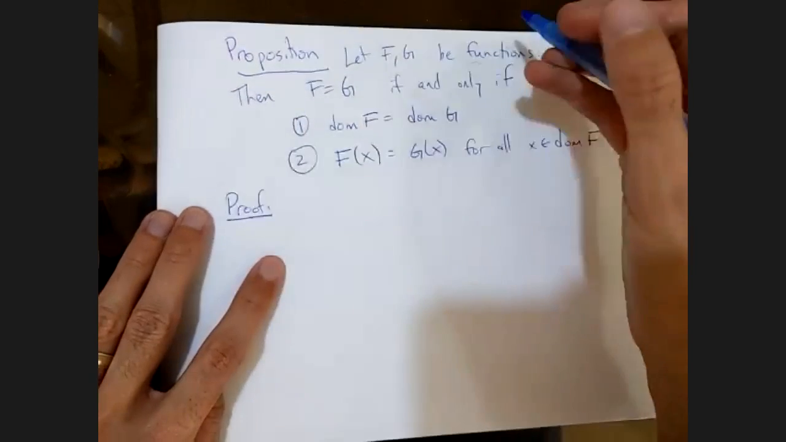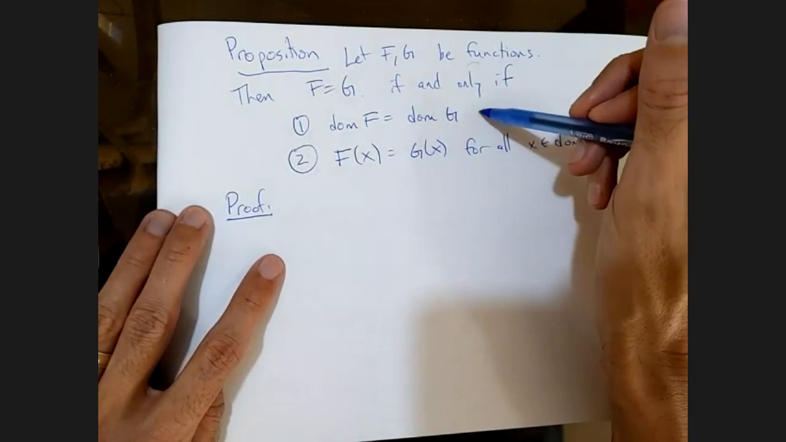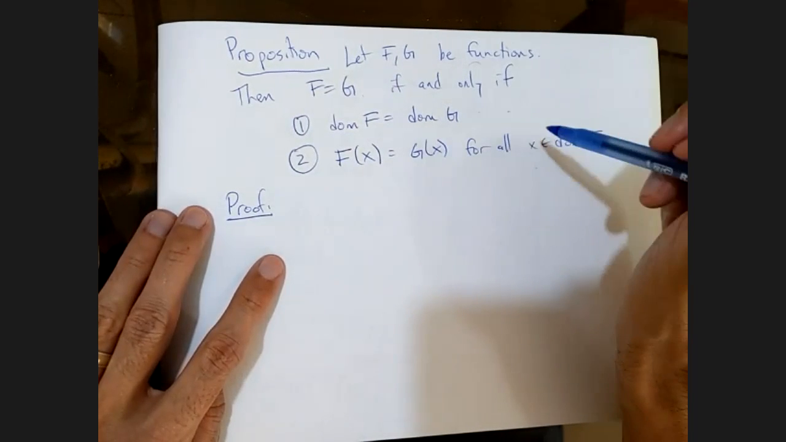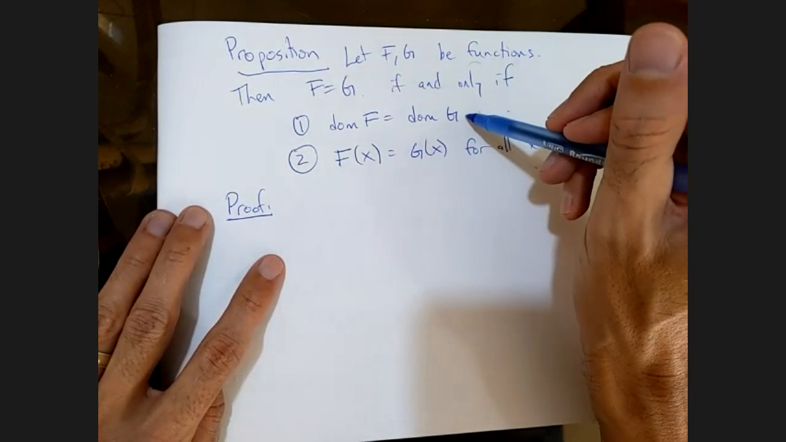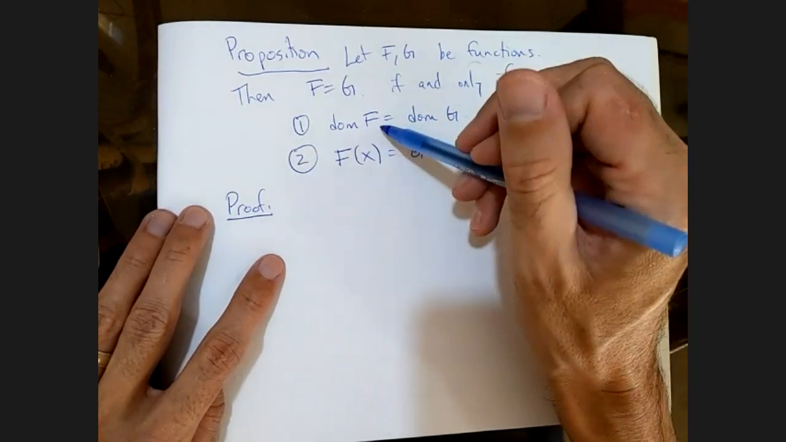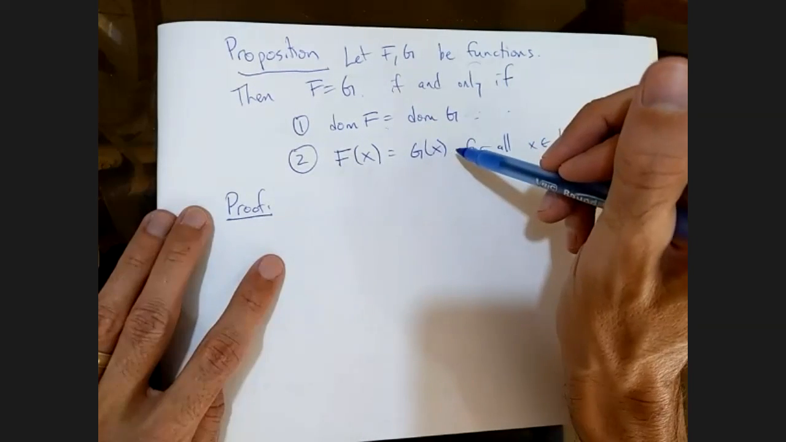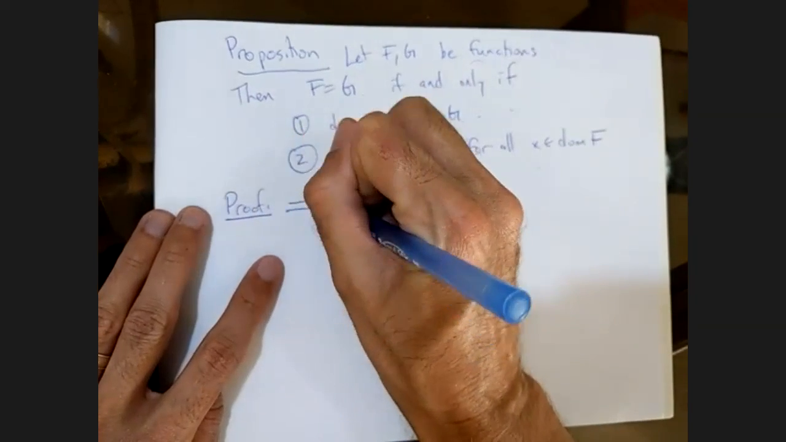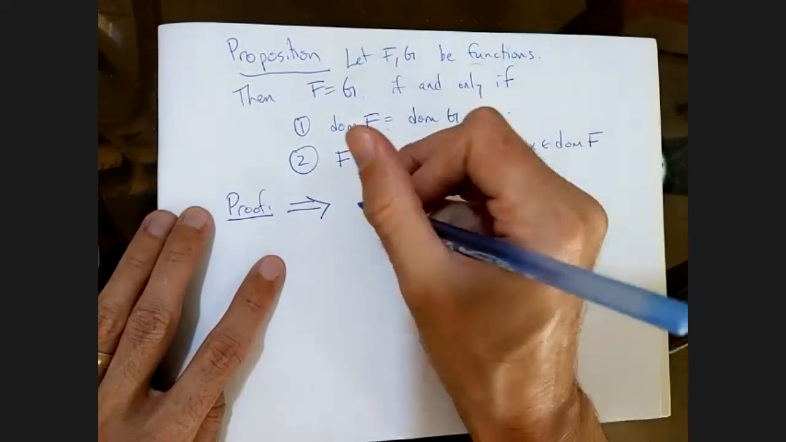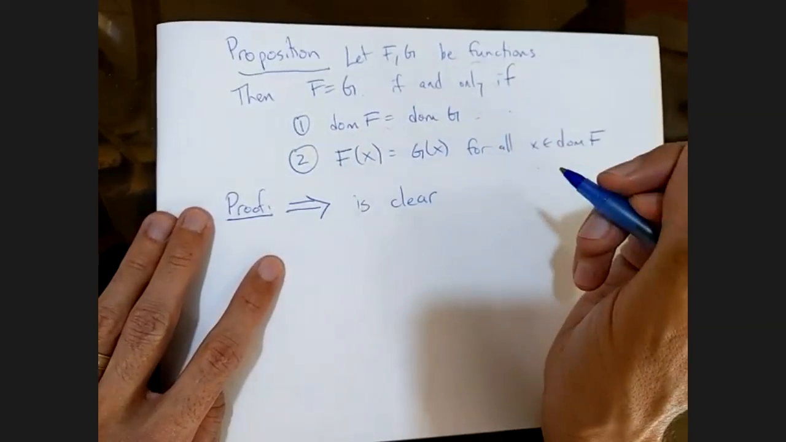So we have two things to prove. But if f equals g, then these 1 and 2 are clear. Because if f equals g, then I just replace all the f's with g's. And this says domain of g equals domain of g, and this says g of x equals g of x. So this is all fine. Okay, so I'll just say forward direction is clear, and that's not supposed to be a trick.